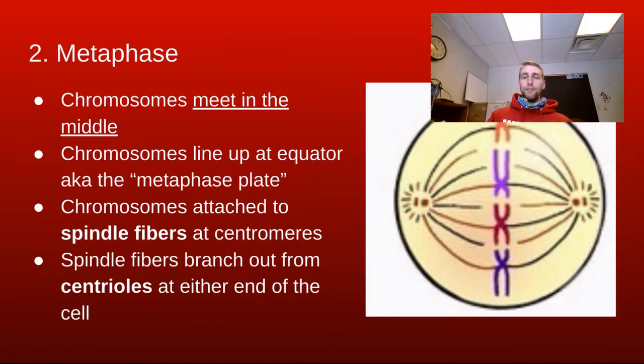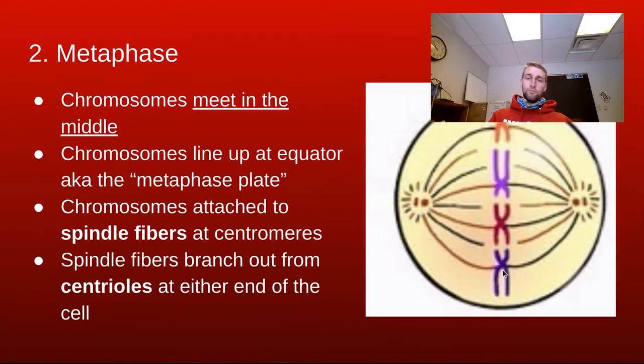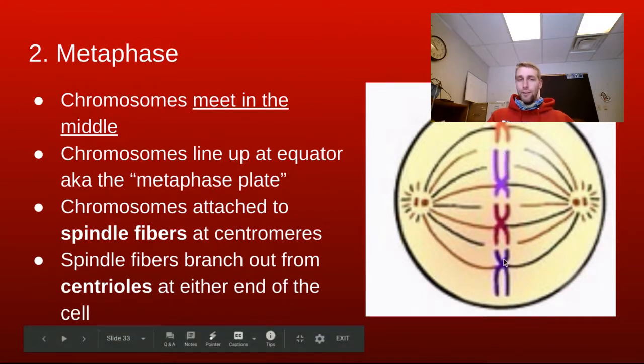Next is metaphase. This is usually the easiest one to identify and the easy one to remember. Metaphase, middle. Chromosomes line up in the middle. It's called the metaphase plate. There's not an actual plate. There's not a physical thing here that's holding these chromosomes in place, but it kind of looks like there is. So that's why it's called the metaphase plate.